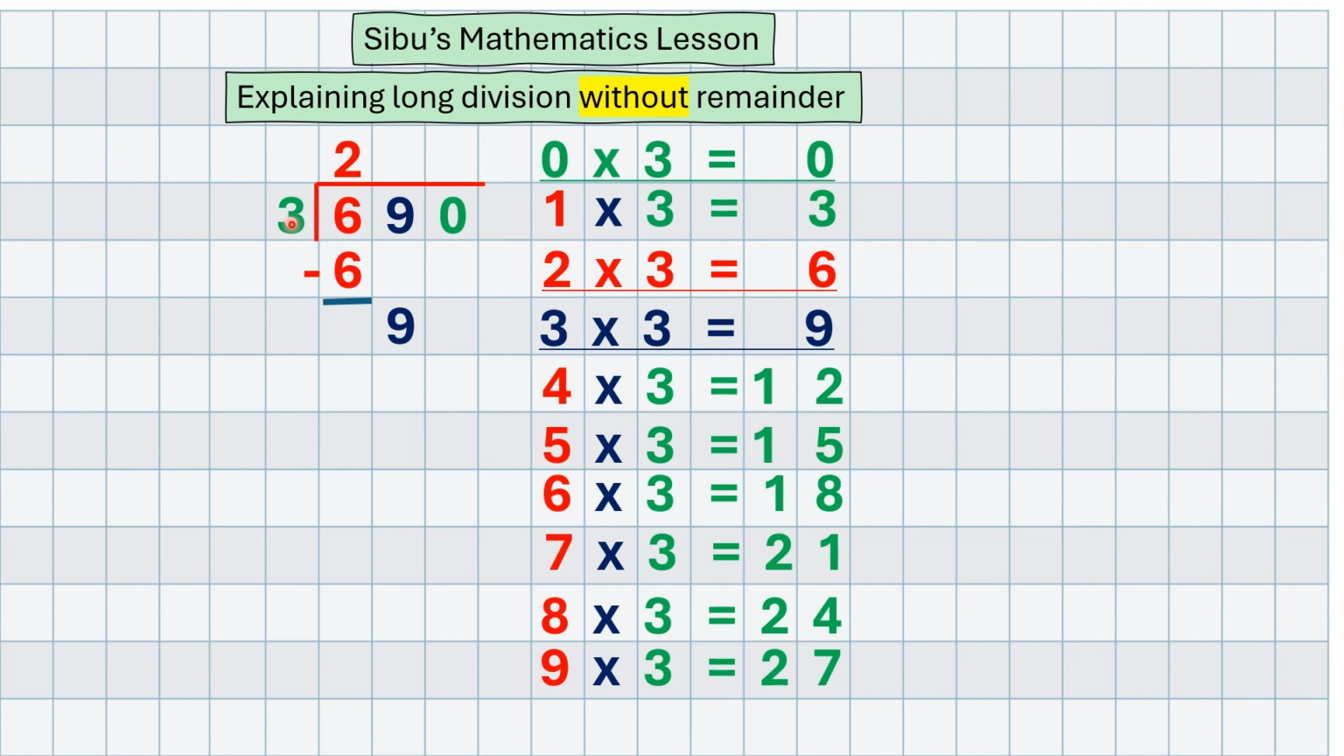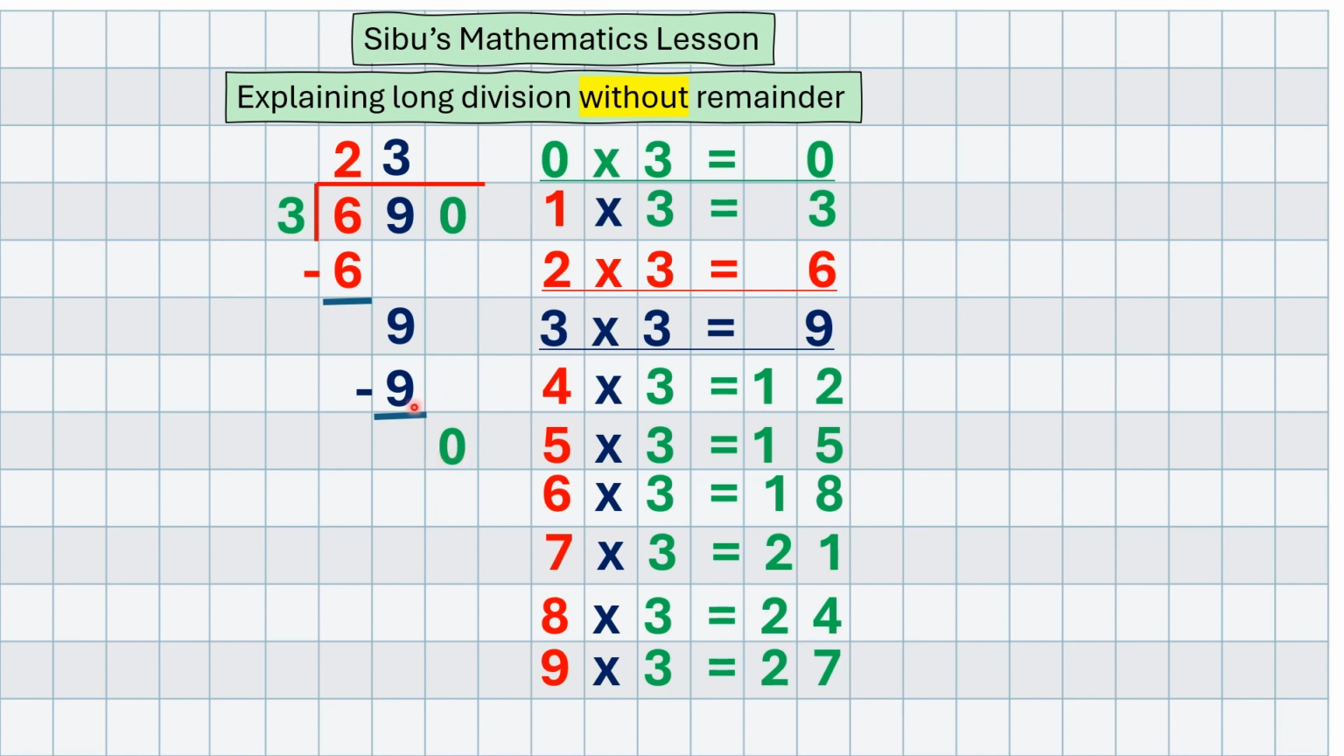Look for the nearest multiple. We have 9. What's the nearest multiple? Oh, we have a 3 times 3. So how many times 3 is that? 3. Where do we write it? Above the 9. So now we say 3 times 3 is 9. We write it below the 9 and we subtract. Bring the 0 down.